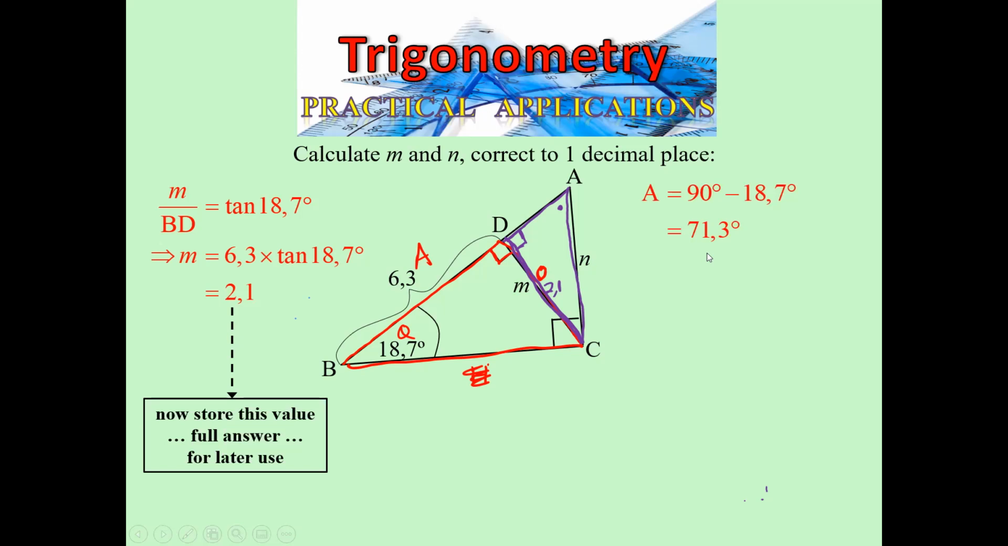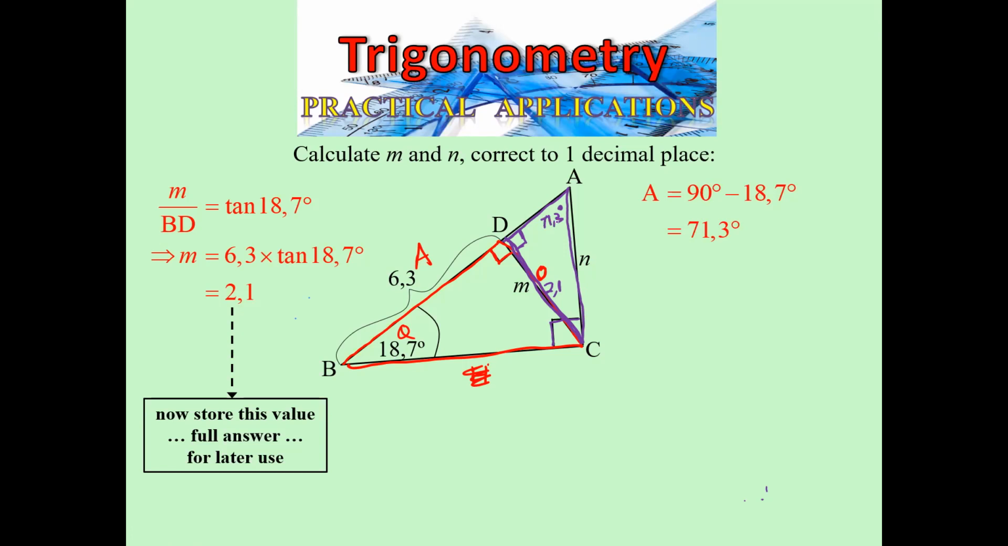Did everyone get 71.3? Yes, sir. All right, we can use the angles of a triangle. In other words, 180 minus the 90 here, minus the 18.7 will give us the 71.3 we're looking for. So I'm putting it into my diagram.